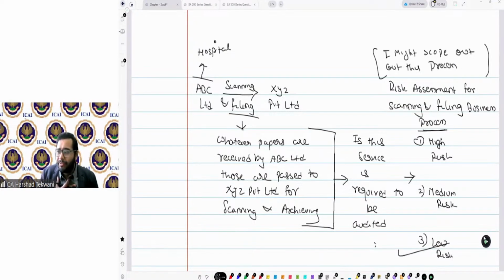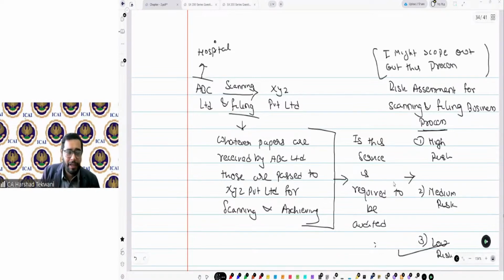I might scope out this process from testing, or I might assign a very low risk. Now the question is, if I'm not placing any emphasis on the testing of this particular process, if I say this process is not required to be tested, it doesn't matter whether they are doing it from outside or there is any service organization. So for me, I will ignore that particular area, because that is not relevant for me.